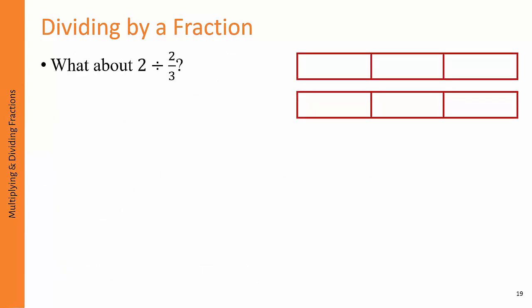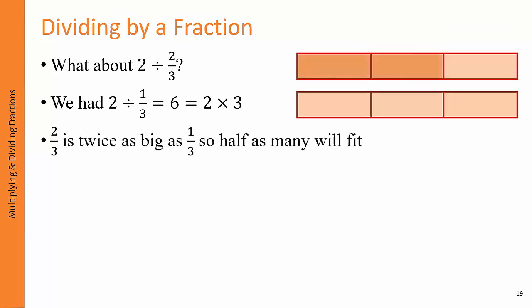What about 2 divided by 2/3? We saw that 2 divided by 1/3 was 6. Now 2/3 is really twice as big as 1/3, so half as many will fit in. That is, the answer will be 6 divided by 2, which is 3. We can see we have 1 2/3 there, there's another 2/3 and a third 2/3. So our answer is definitely 3.